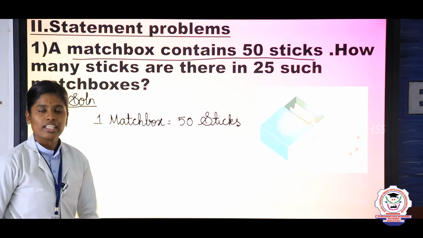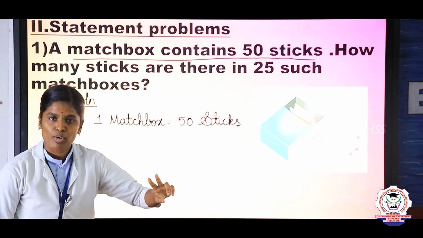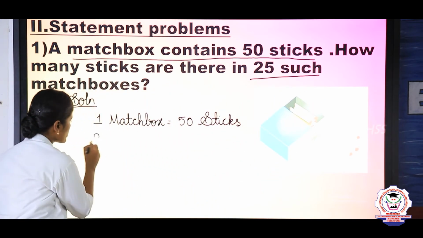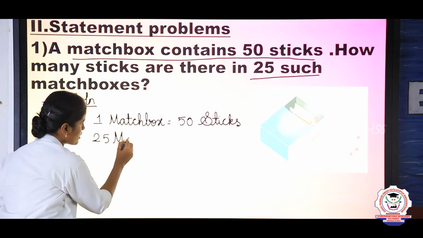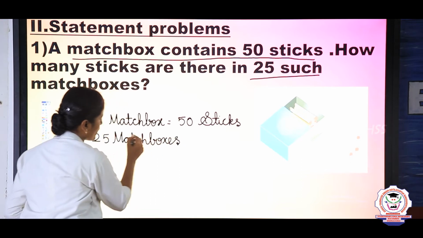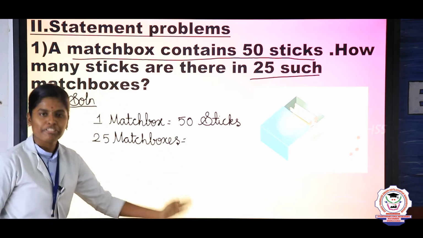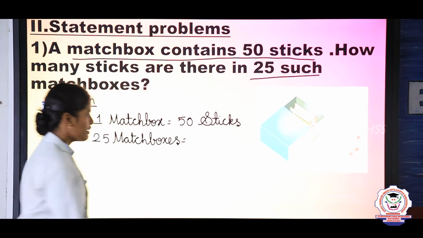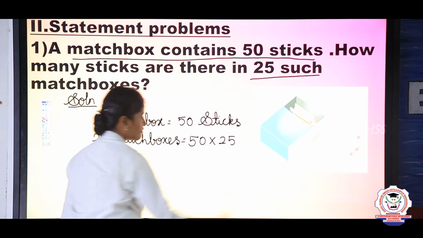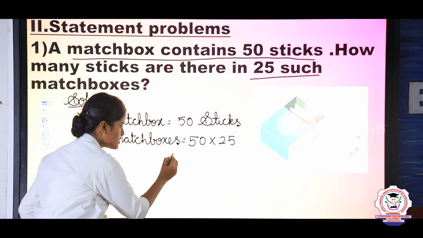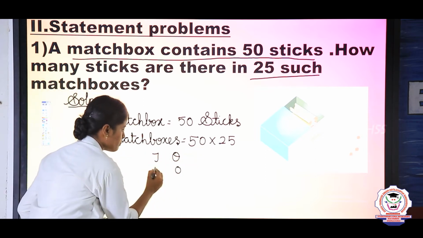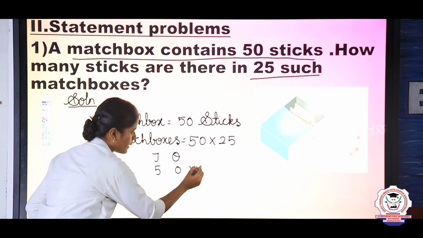Now we are going to find the 25 matchboxes. How many matchboxes? 25 matchboxes equal to, now take 50 and multiply by 25. First we will write the place values, ones, tens. Here the ones place value is 0 and the tens place value is 5, and multiply by 25.